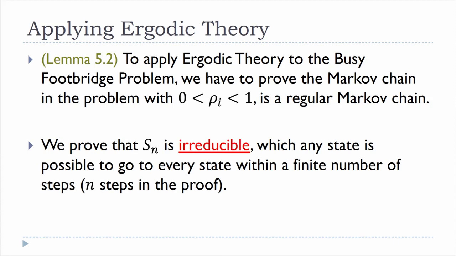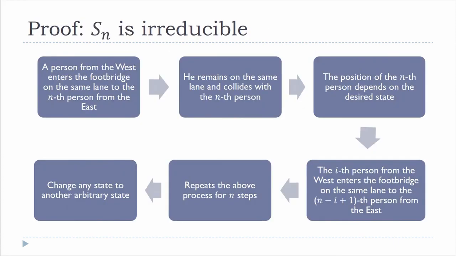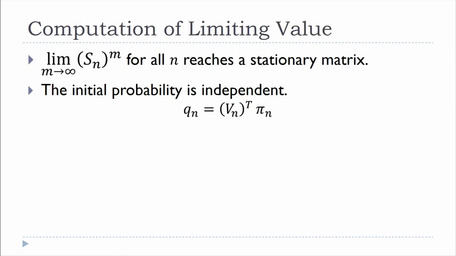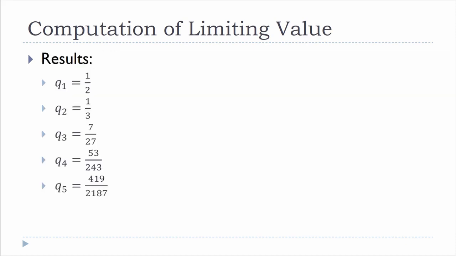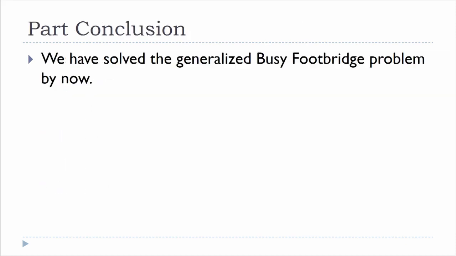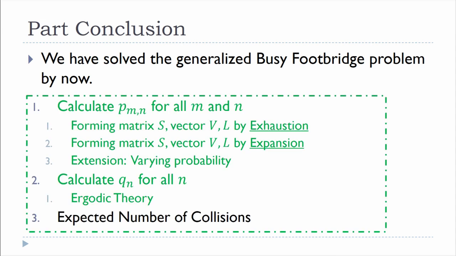To do this, we prove that Sn is irreducible. We propose the following proof, which is a constructive algorithm with n steps, in which each state can change to any arbitrary state in n steps. And we can compute the limiting value by the following equation, Qn equals Vn times pi n. And we use the following results. So we have solved the generalized PC footbridge problem by now, and we are going to move on to our own created extension, which is to calculate the expected number of collisions.